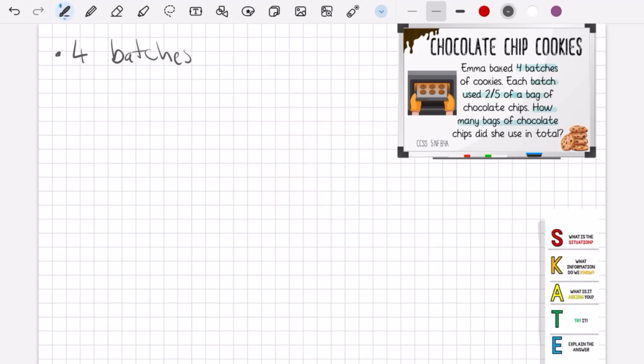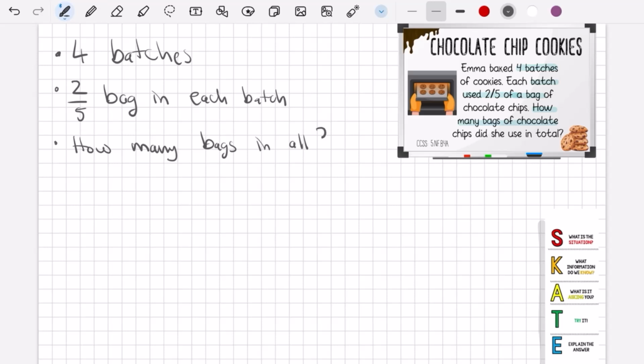All right, let's write down the important pieces of information. 4 batches. 2/5 bag in each batch. That's really important. And the question is asking us how many bags in total. So there are lots of different ways for us to solve this, and I'm going to show you a couple.